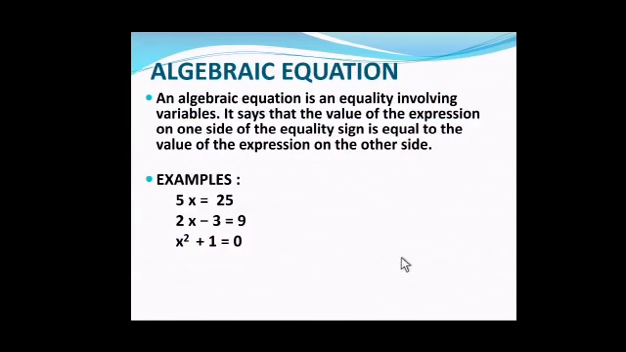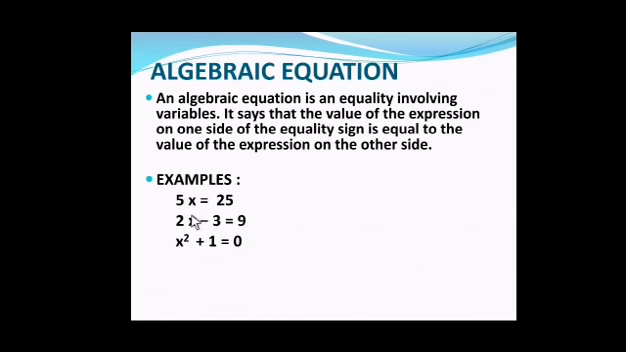Let's move to the second definition, which is algebraic equation. Now, I am saying equation means equal, a word is coming. So, here algebraic equation, if I am saying, it should contain what? It should contain equality. Equality means equal to sign is must. Let's see the definition. An algebraic equation is an equality involving variables. It says that the value of the expression on one side of the equality sign is equal to the value of the expression on the other side.